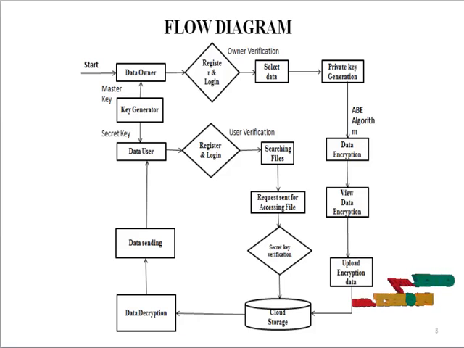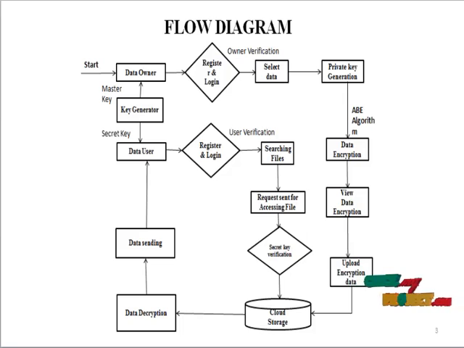After completing your login process, choose your files. Then the private key generation process runs, and you will get the private key. Then you complete the process to encrypt a particular file with attribute-based encryption. Then in the next process, you view the data encryption file. Then the particular encrypted file is stored in the cloud storage.